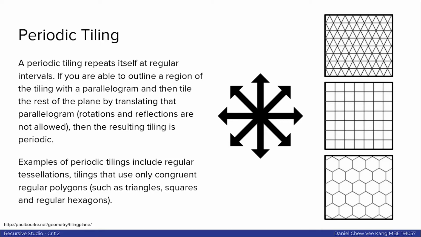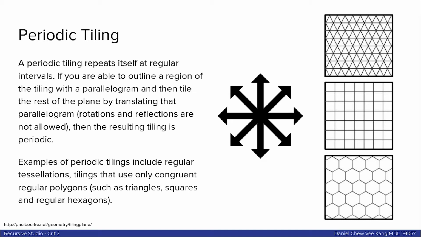But first, let me explain what a periodic tiling is. A periodic tiling repeats itself at regular intervals. If you are able to outline a region of the tiling with a parallelogram and then tile the rest of the plane by translating that parallelogram, then the resulting tiling is periodic.